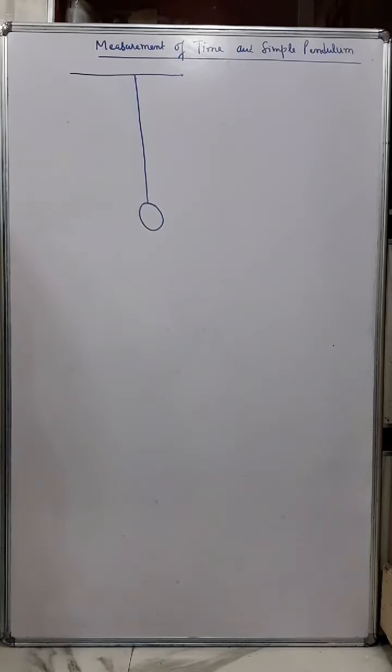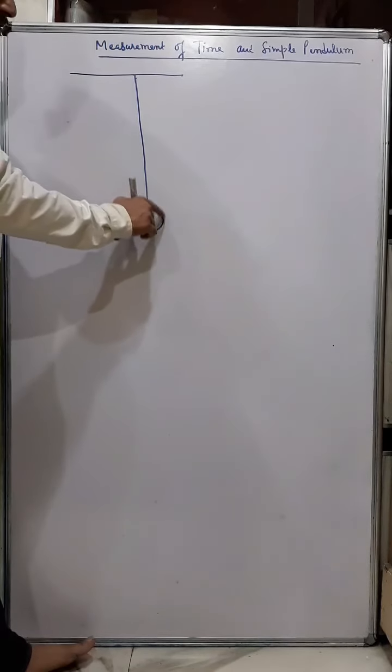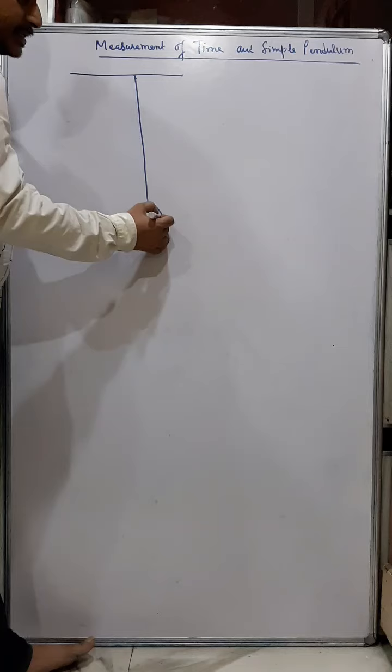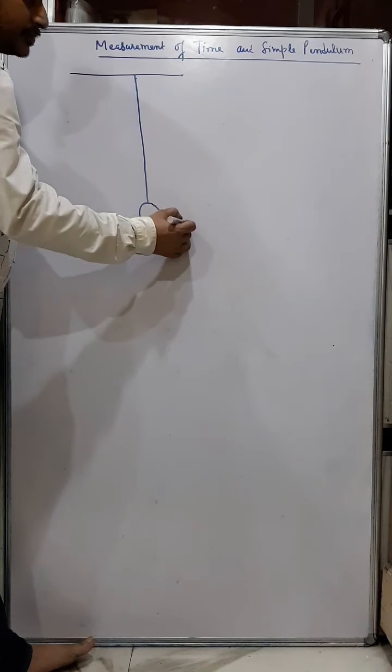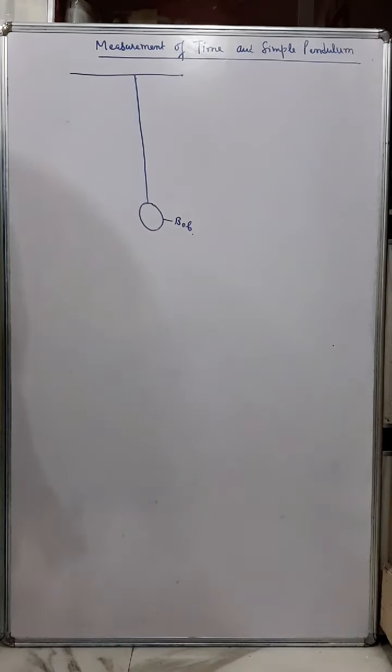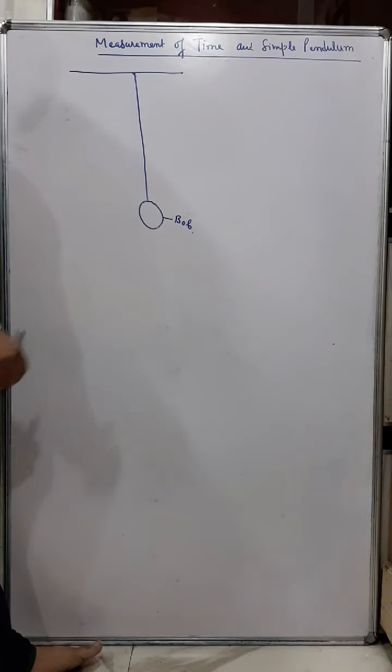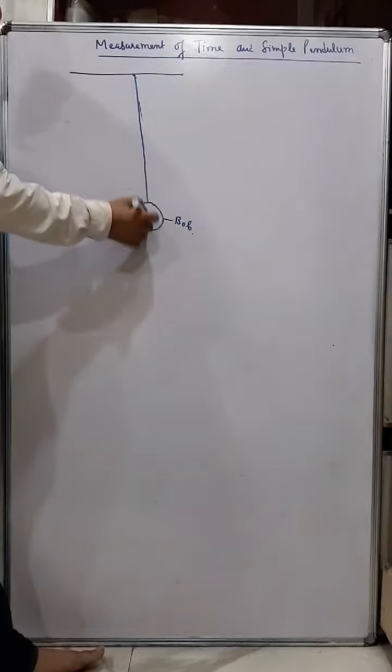If a heavy mass is suspended in this manner, then we say it is a simple pendulum. Where this heavy mass, this is known as the bob, and this is the string. The effective length of the pendulum.